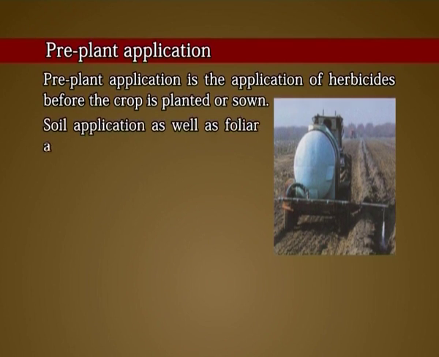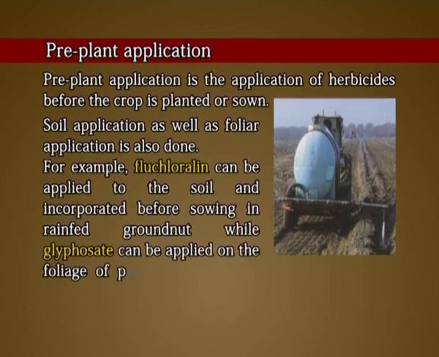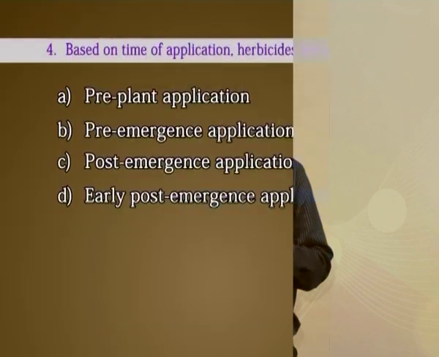Soil application as well as foliar application is also done. For example, fluchloralin can be applied to the soil and incorporated before sowing in rain-fed groundnut, while glyphosate can be applied on the foliage of perennial weeds like Cyperus rotundus before planting of any crop. These herbicides are usually incorporated into the soil to reduce volatility and photodecomposition.